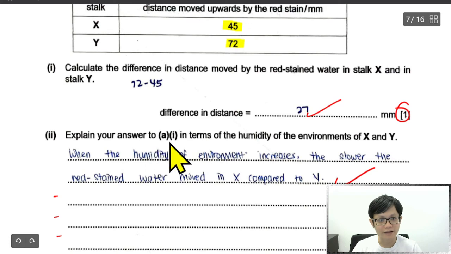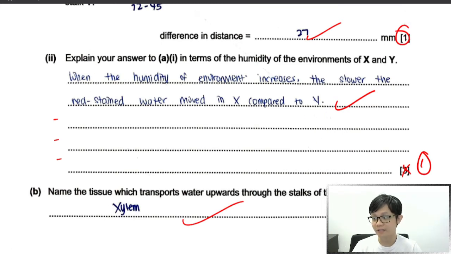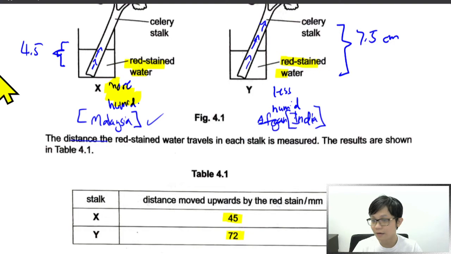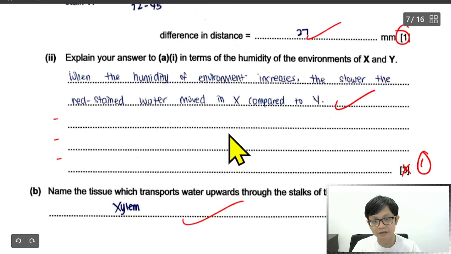Explain your answer A1 in terms of humidity of the environment X and Y. So when the humidity environment increase, the slower rate transpiration, so you get 1 mark. So first thing that we want to say in this question is we need to say that environment X is more humid. Okay, so environment X is more humid than Y. So I just write down here first.